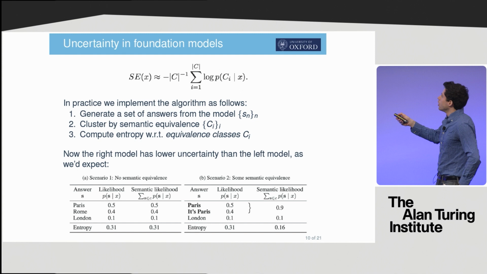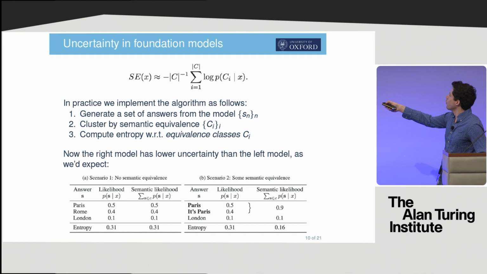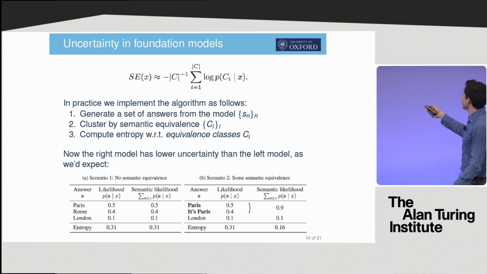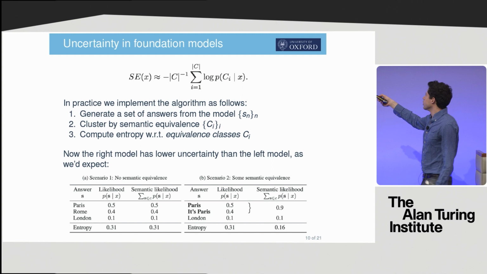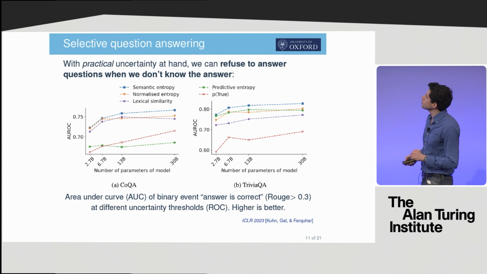So with respect to this new semantic likelihood, we can see that the right model actually has much lower uncertainty than the left one. If I decide that for everything above 0.3 I'm going to refuse to answer because I don't know the answer, then for the right model I would take, for example, the argmax, which might be Paris, because I have low uncertainty. For the left model, I would say I'm not going to give you a prediction. So in practical terms, we now have practical uncertainty at hand. You can refuse to answer questions.